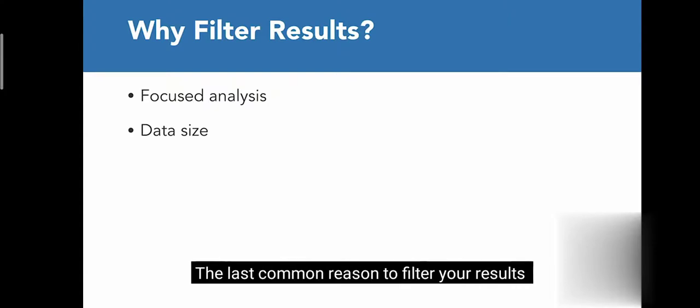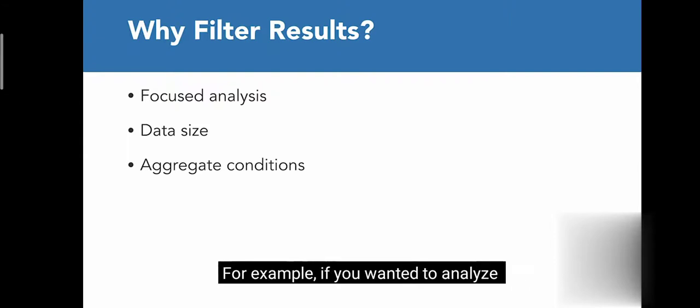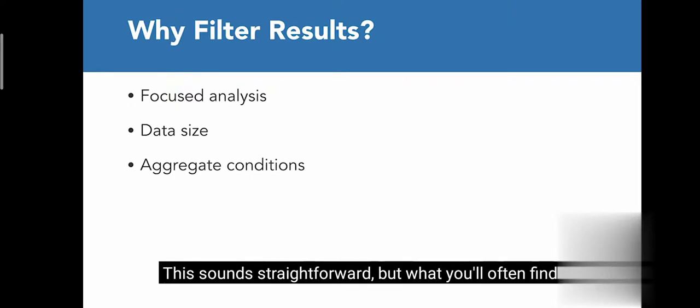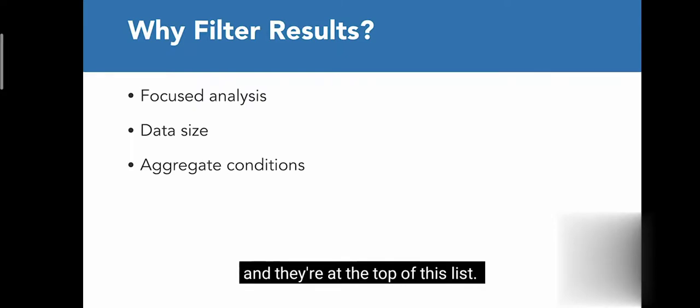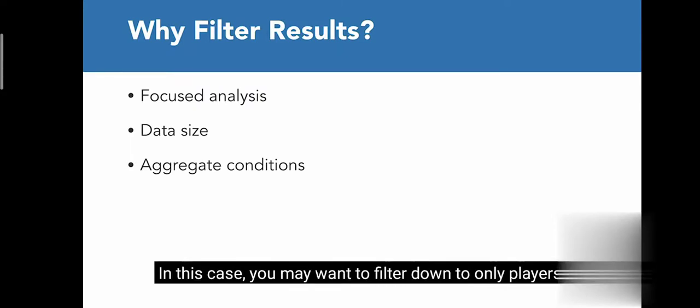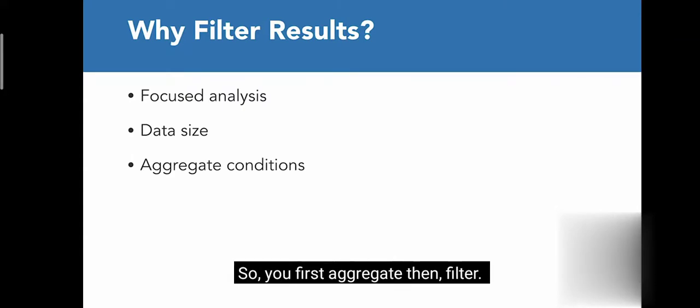The last common reason to filter your results is to limit them for an aggregate condition. For example, if you wanted to analyze the top quarterbacks of all time, you're going to use the QB rating system. This sounds straightforward, but what you'll often find is cases where a person only played one game in their career and they're at the top of this list. In this case, you may want to filter down to only players that have played X number of games or minutes. So you first aggregate, then filter.